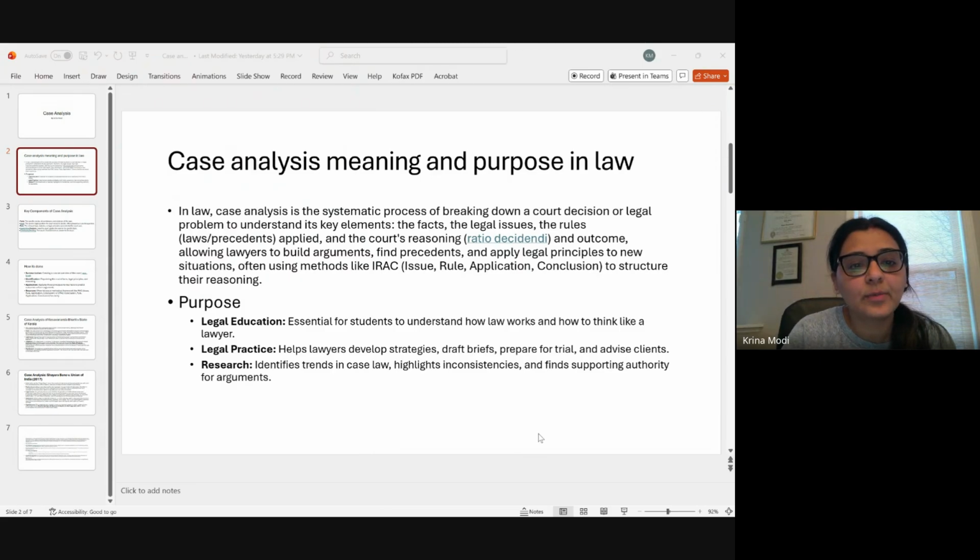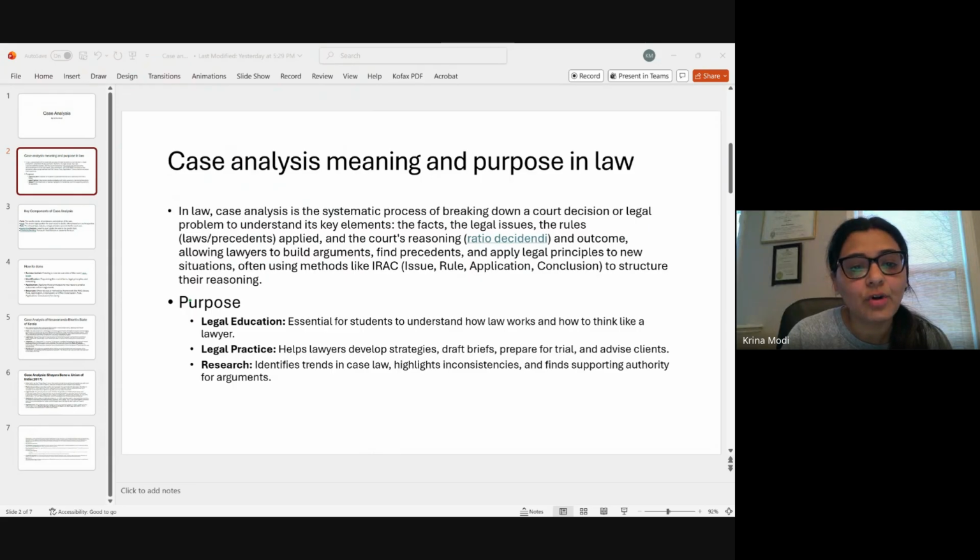So let's begin with the case. We'll begin with the basics. What is case analysis and why do you do that in law? I believe, more than in any other field, doing a case analysis is important in the field of law because we heavily rely on precedents and case laws. So this is a basic explanation of case analysis in law.